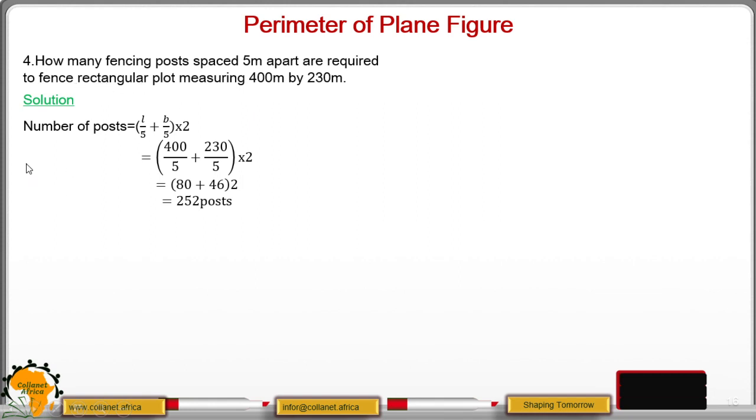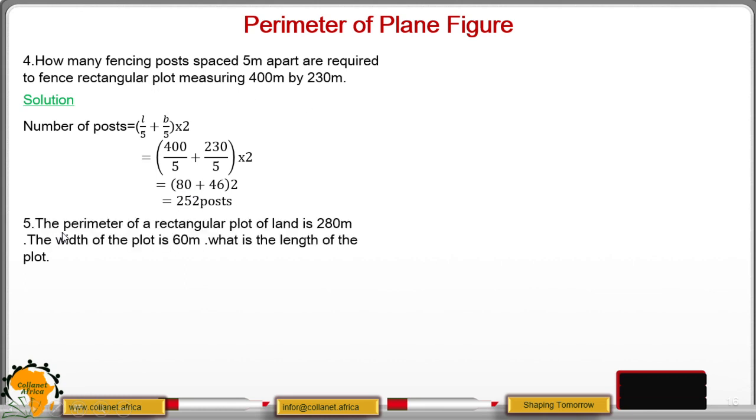But if you are told to get the number of posts for just one side, that is the length, you have the length alone, 400 meters, and you're not told about the other sides, what you need to do is divide by 5. We are assuming that they are spaced equally, so it will be 400 divided by 5. Then because you are considering a straight line on one side, and remember you have a post at the corner, you add 1. So it will be 400 divided by 5, then plus 1. That is if you are just considering one side.